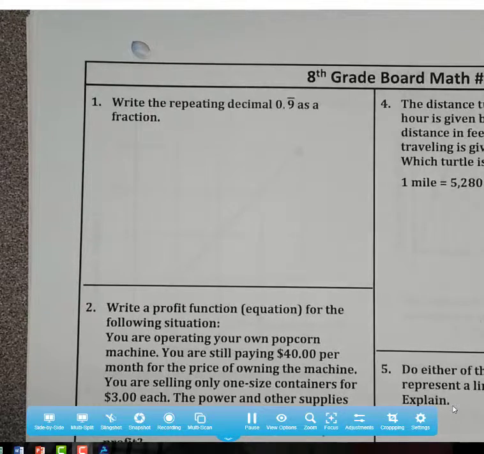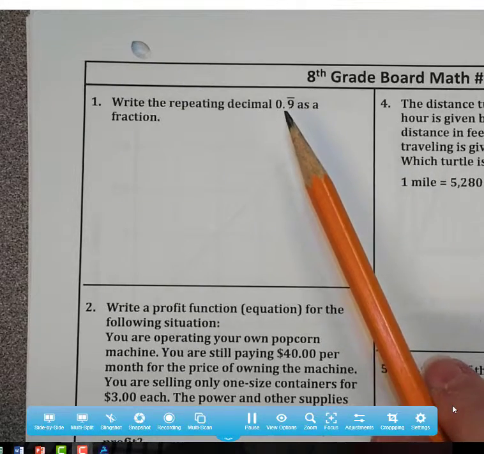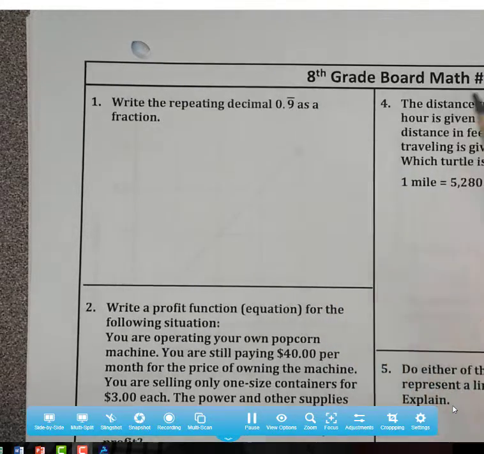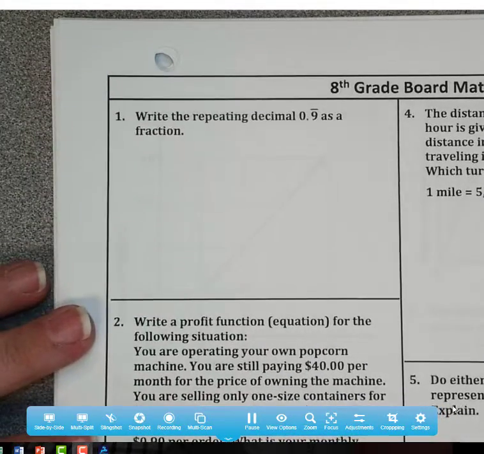Okay, in this problem right here, this is going to be the beginning of math board number 1. It says write the repeating 0.9 repeating as a fraction. Well, I know that there's a pattern.